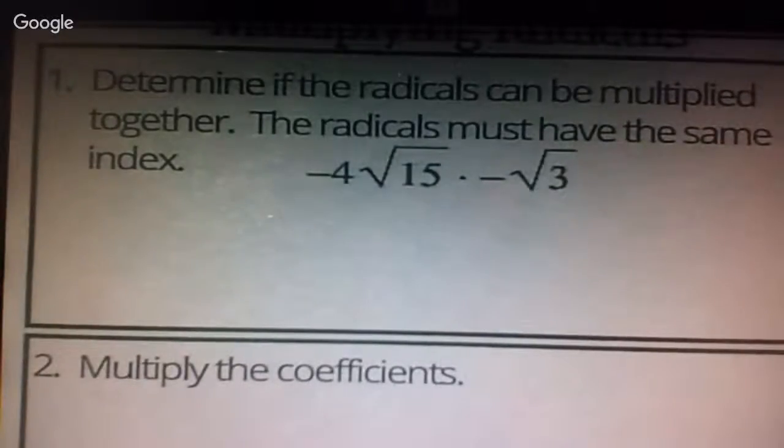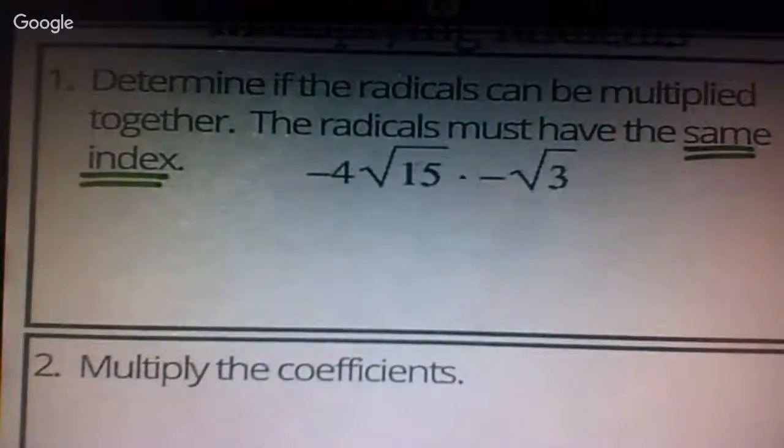Personally, I think that multiplying radicals is a lot easier than adding and subtracting. Okay? So, there is only one thing that you must make sure you have before you multiply. The radicals must have the same index, which means I need to have square root times square root, or cubed root times cubed root. If I have one that's square root and one that is the cubed root, you cannot multiply. Okay? It has to be the same index.